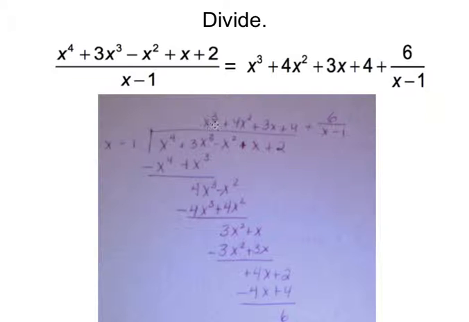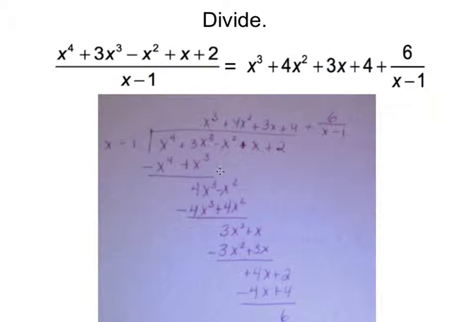Then multiply it out. X to the third times x minus 1 is x to the fourth minus x to the third. Remember, you need to subtract, so I change the signs and I add it together. It's the same as subtracting. Then I bring down the negative x squared.